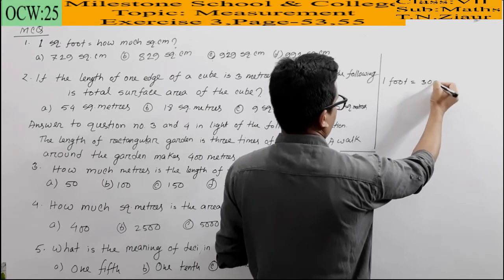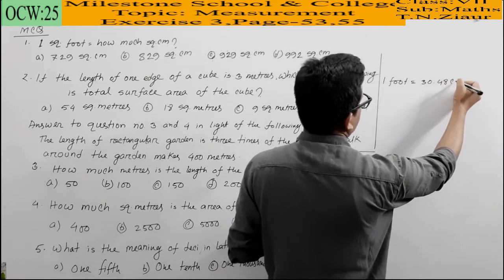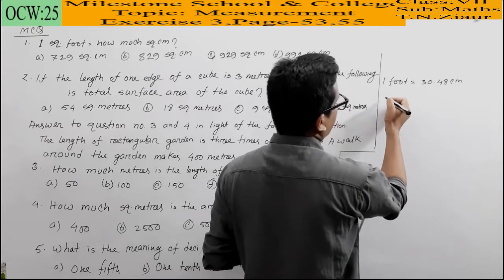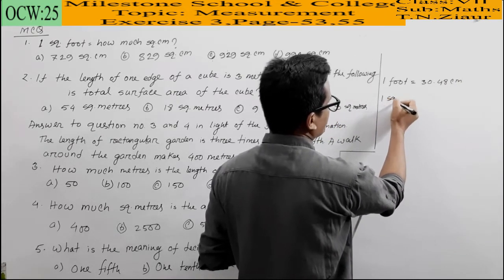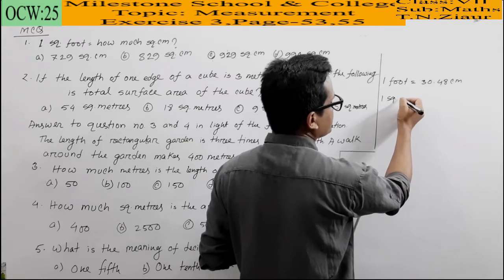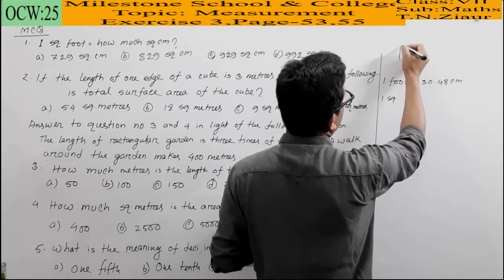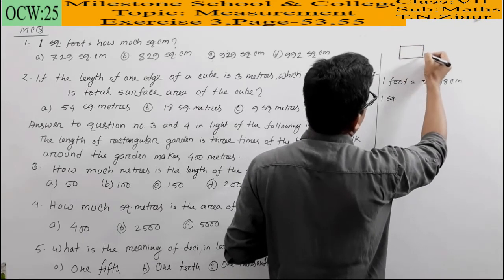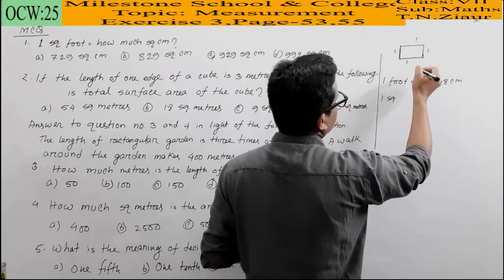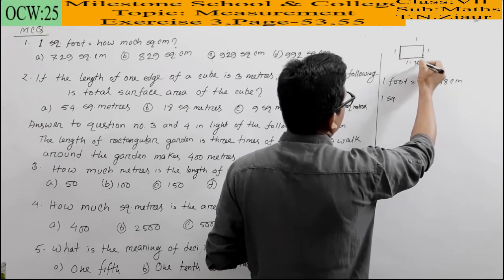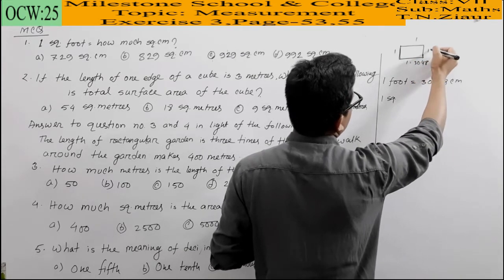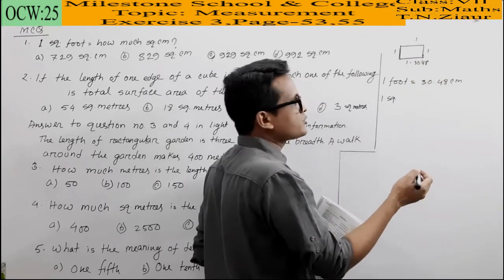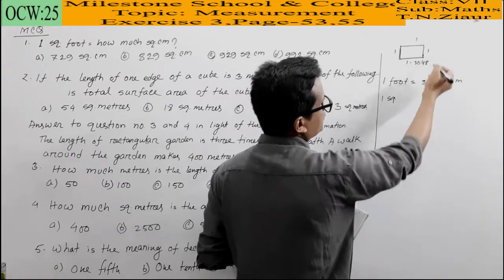30.48 centimeter. Okay, so when you find 1 square foot, it means you are finding a square, right? Suppose this one is like this, all sides are 1 here, and each is 30.48 centimeter. When you find the area, that means you have to multiply side into side.